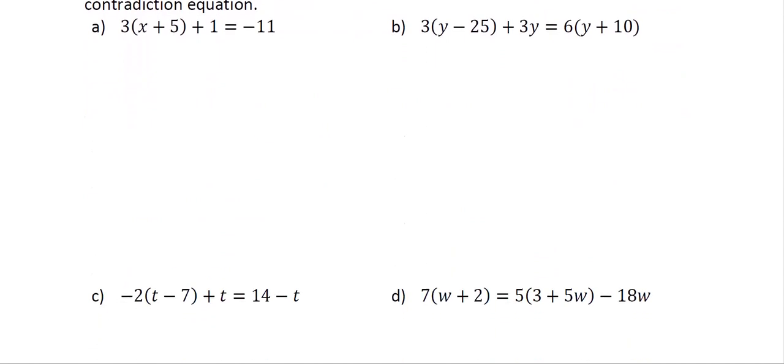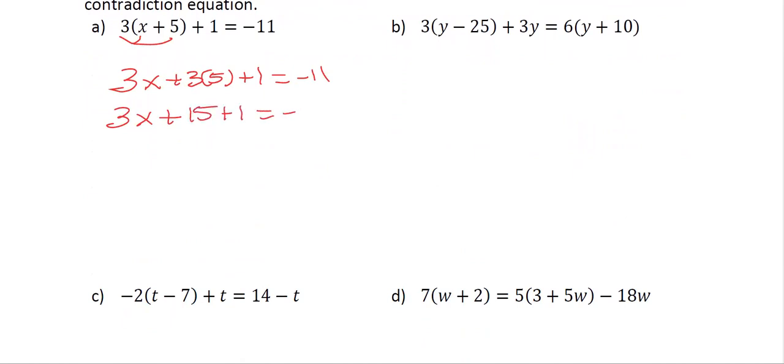A says we have 3 times this parentheses, and inside that parentheses does not have like terms, so I cannot combine them. So I'm going to distribute the 3. So I have 3x, right? 3 times x. Now I have +3 times +5. Bring down the +1 is equal to -11. Now I have 3x plus 3 times 5 is 15 plus 1 is equal to -11. I have 3x, 15 plus 1 is 16 is equal to -11.